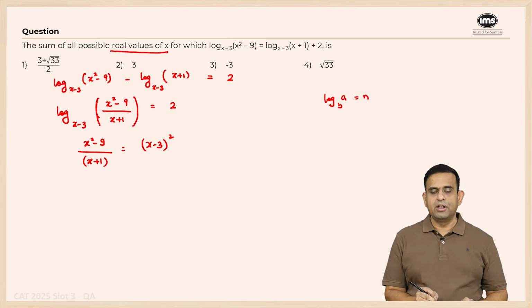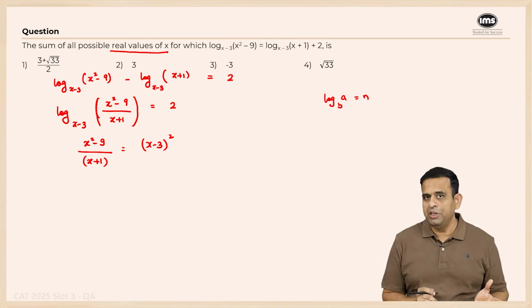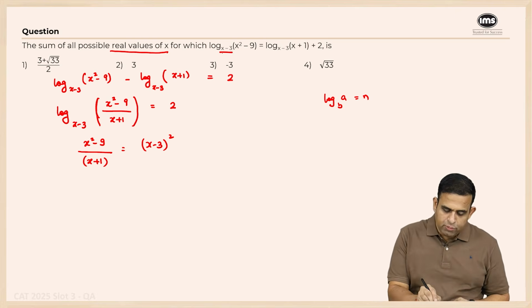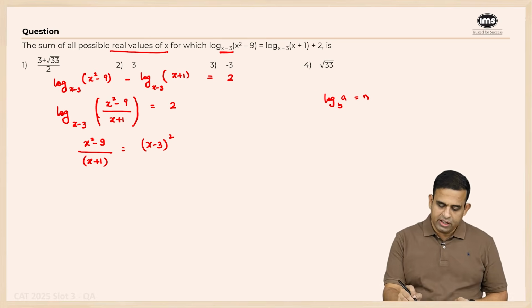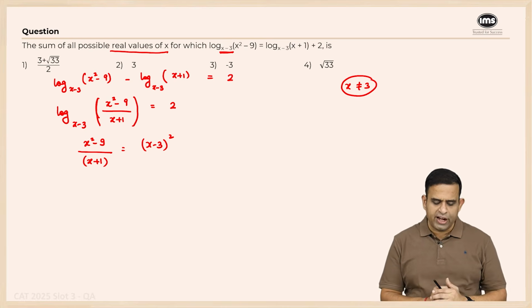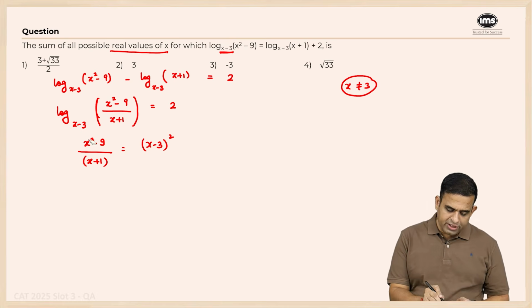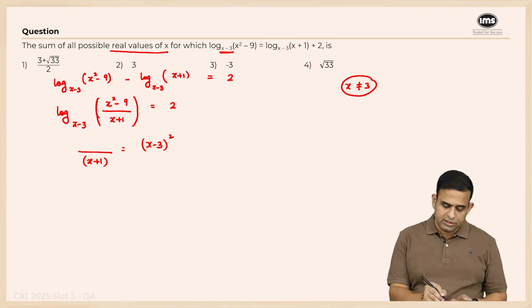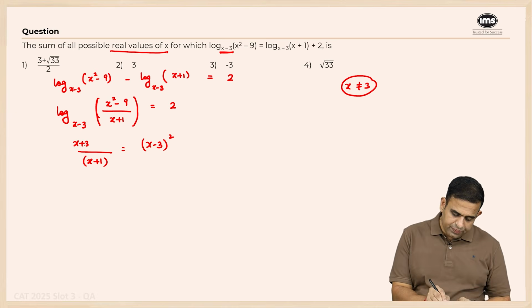Now understand, in this particular case, the value of x definitely has to be more than 3. X should not be equal to 3, otherwise the base will become equal to 0. So here it's clear that x should not be equal to 3 for the equation to be valid. If x is not equal to 3, the term x square minus 9 is simply x square minus 3 square, so (x plus 3) into (x minus 3).